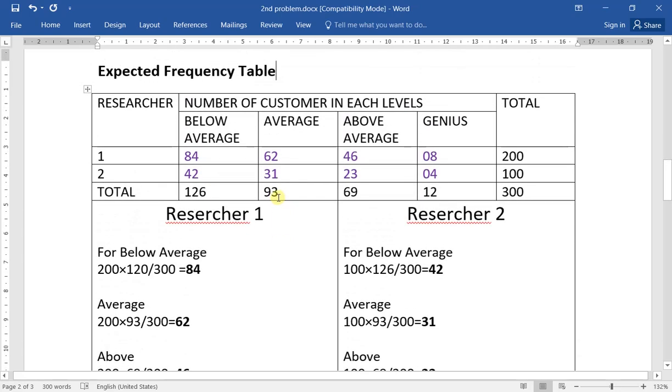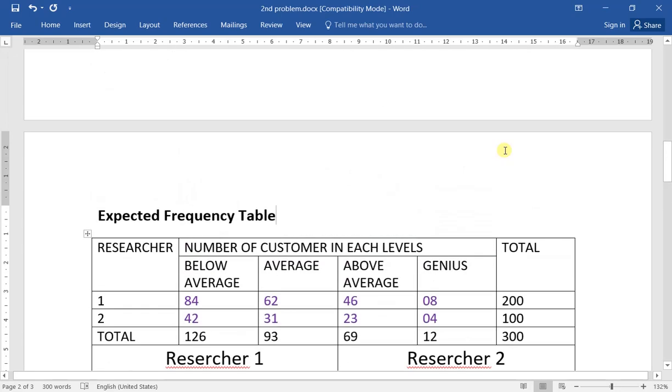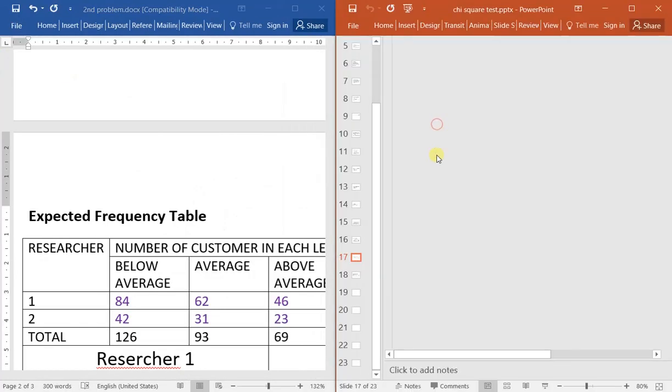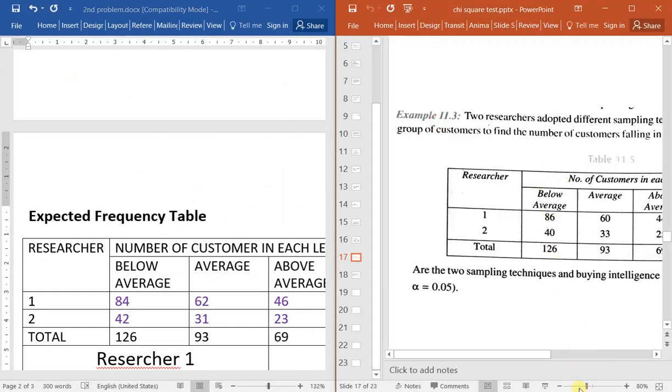We were discussing how to calculate these expected frequencies. I told you yesterday, I'll make this just like yesterday, half here and half here.